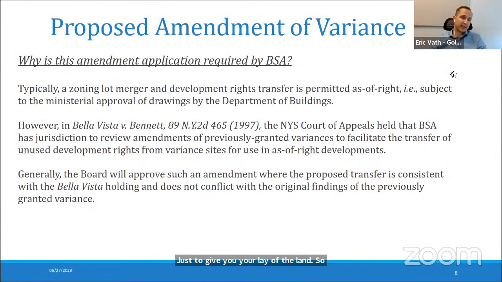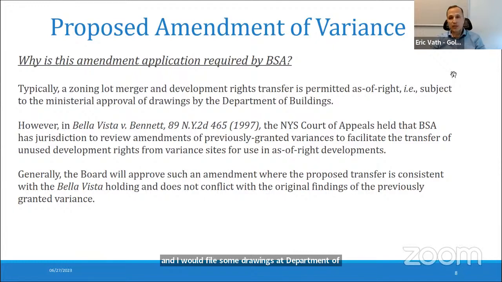So why are we here? This is an amendment of a BSA variance. You might ask, aren't development rights typically a sale of development rights? Isn't that an as of right process? And you're right, it normally is. If I were a non-variance site and I wanted to sell development rights to my neighbor, I wouldn't be here at the community board. I would have an agreement with my neighbor. I'd sell them development rights, and I would record certain exhibits, and I would file some drawings at the Department of Buildings, but it would be a completely as of right process.